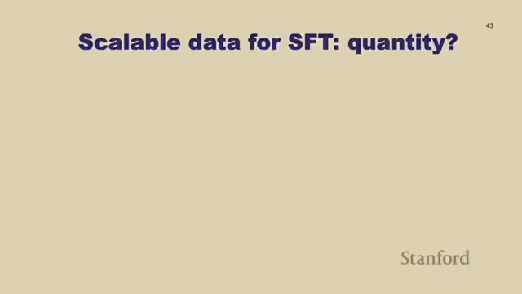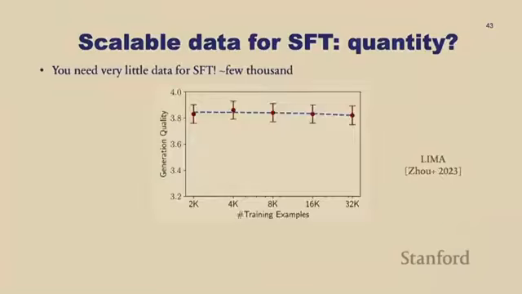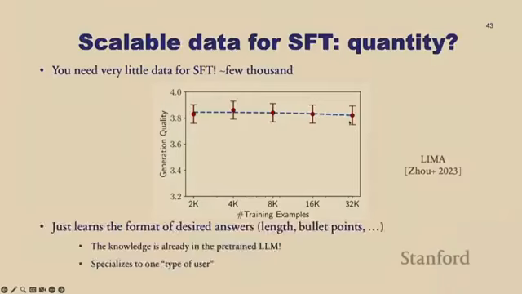Quantity of data. We talked about what type of data and how we collect it. One thing which is surprising with SFT is that you don't need that much data. This paper, called LIMA, showed that if you scale the amount of data used for supervised fine-tuning from 2,000 to 32,000, it really doesn't help much. So here, scaling laws definitely don't help. The intuition is that all you learn is how to format your desired answers.